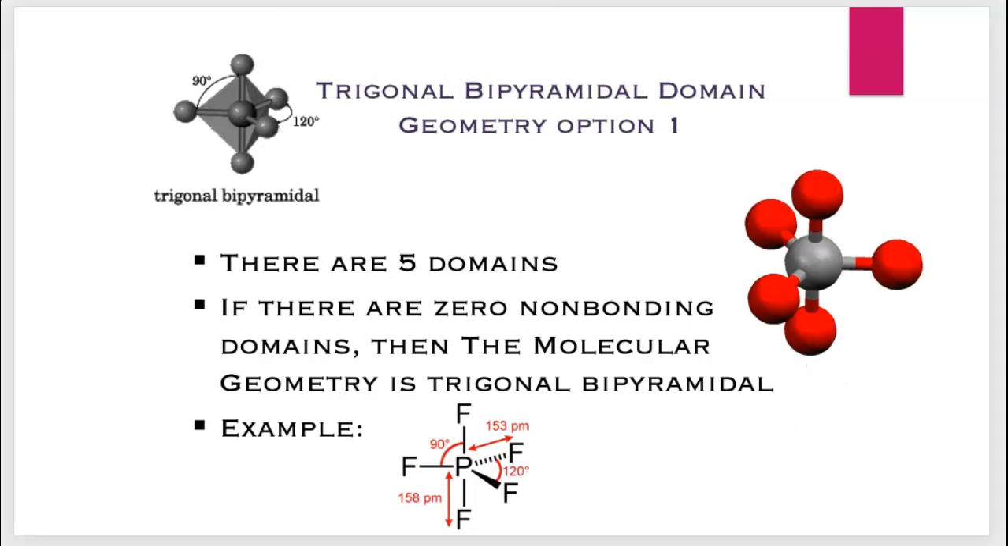So let's go to 5 domains. When there are 0 non-bonding domains, the molecular geometry is the same as the domain geometry, so it is called trigonal bipyramidal, like this phosphorus pentafluoride. So we have our angles of 90, 180, and 120. Don't worry about bond lengths. That's not something we're going to get into.